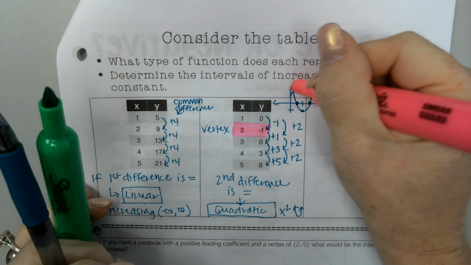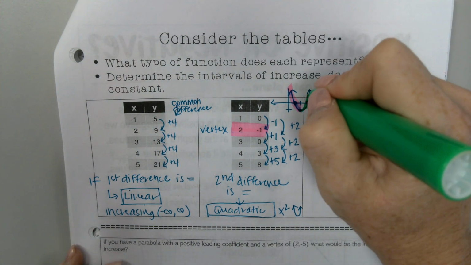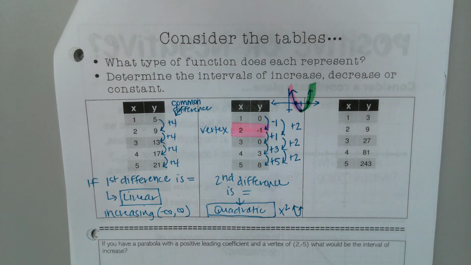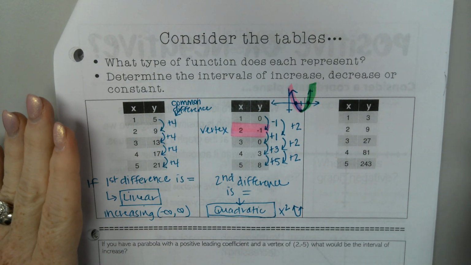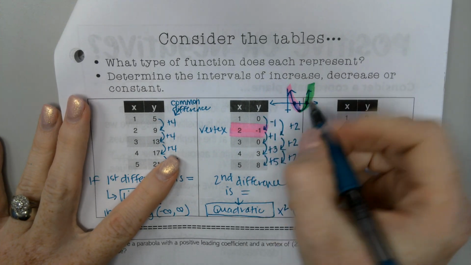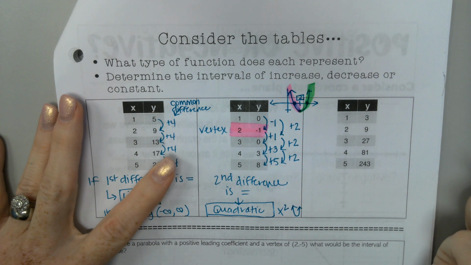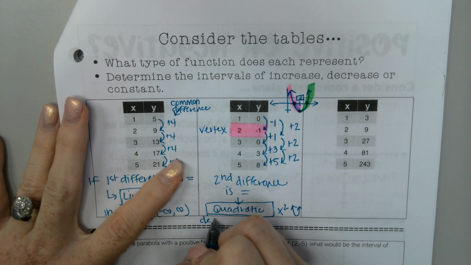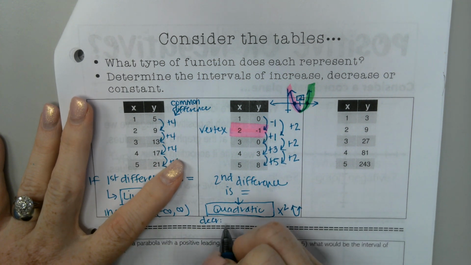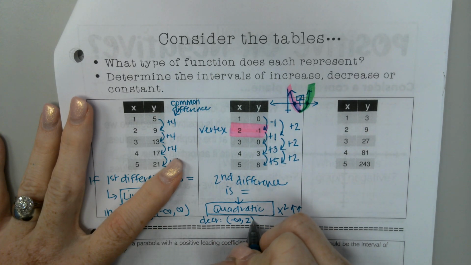Okay, the left side of my graph is falling. The right side of my graph is rising. What is the value at which that change happens? At +2 right here, okay? So this one is decreasing from the left, from -infinity until I get to 2.